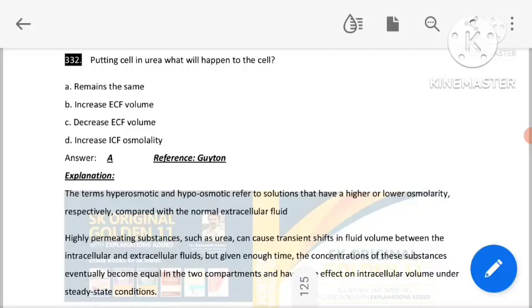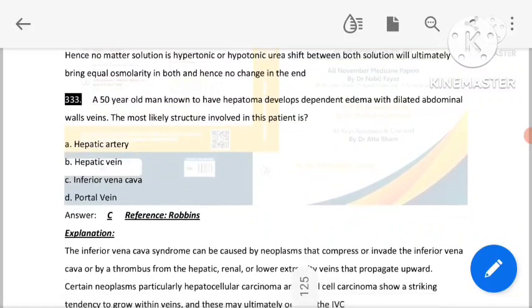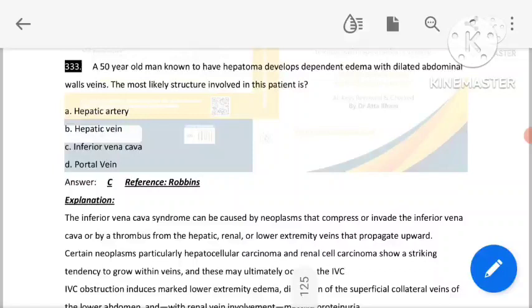Point number 332, putting the cell in urea, what will happen to the cells? Remain same. Alpha is the right option. Cell in urea will remain same. Size will remain same.